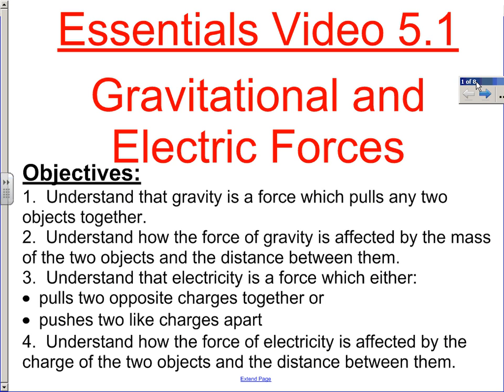And then for electricity, you should understand that electricity is a force that either pulls two opposite charges together, or pushes two like charges apart. And then number 4, you should understand how the force of electricity is affected by the charge of the two objects and the distance between them.